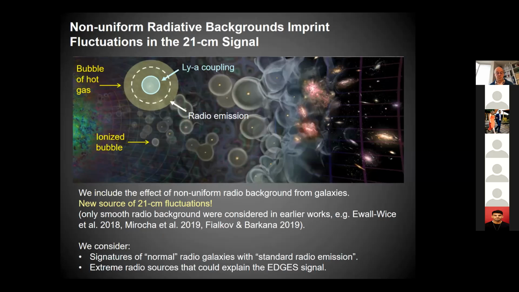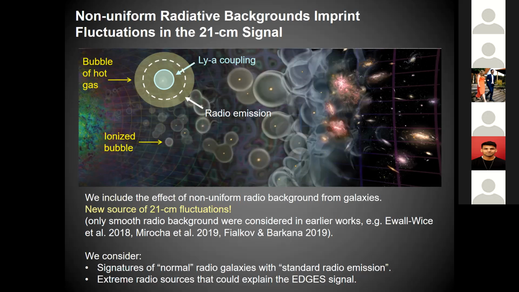Here we considered the signature of radio emission by sources in galaxies. Such a contribution to the 21 centimeter signal was previously discussed only in a uniform case, when a radio background was added homogeneously around the sky. In our work, we looked at what happens when this radio background actually traces the distribution of star forming regions. We found, as I will show you in this talk, that this sets a new source of fluctuations that can have important observational implications.